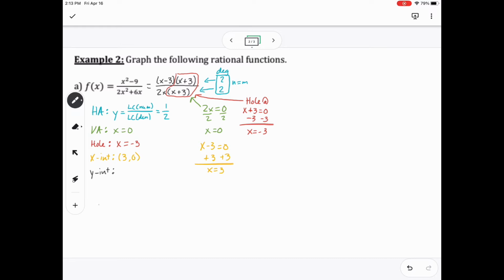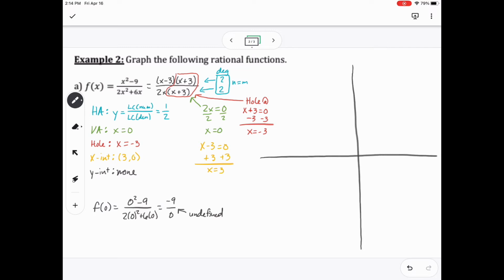And then for my y-intercept, I plug in 0 for all my x's to see what my y would be. Now, in this case, because you have times 0 to both the terms there, you're going to get -9 divided by 0, which is undefined. So that means there's not going to be a y-intercept, which makes sense because we have a vertical asymptote at the y-axis. So that means we couldn't graph it there anyway, even if we wanted to.